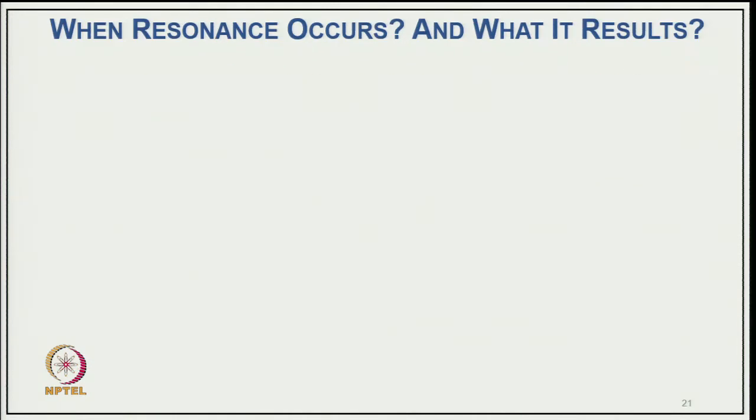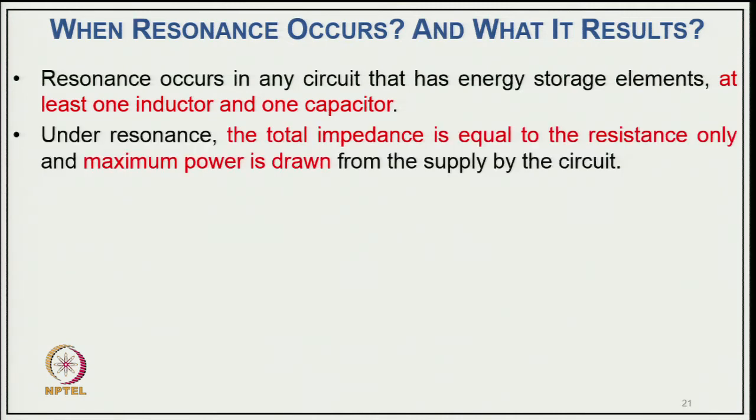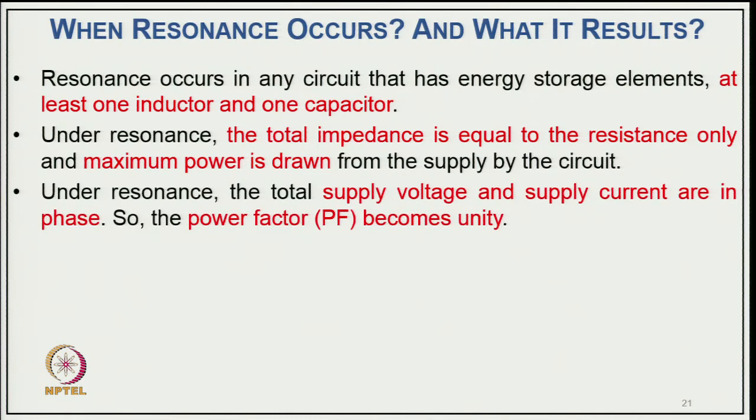When resonance occurs and what it results in. Resonance occurs in any circuit that has heavy energy storage elements, at least one inductor and one capacitor. Under resonance the total impedance is equal to the resistance only, and maximum power is drawn from the supply by the circuit. Under resonance the total supply voltage and supply current are in phase.